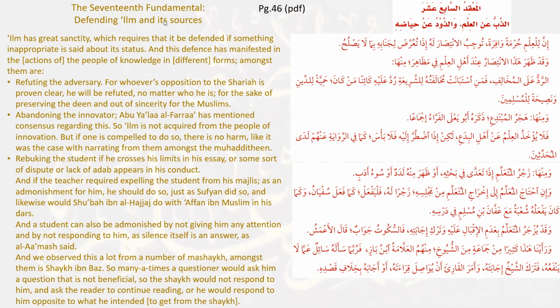A student might be rebuked for not focusing in the dars, or he might be rebuked not necessarily by speaking to him, but sometimes by not paying any attention to him. He asks a question, for example, or he talks to the Sheikh, and the Sheikh ignores him. This is one way of rebuking and expressing that the Sheikh is upset with him.